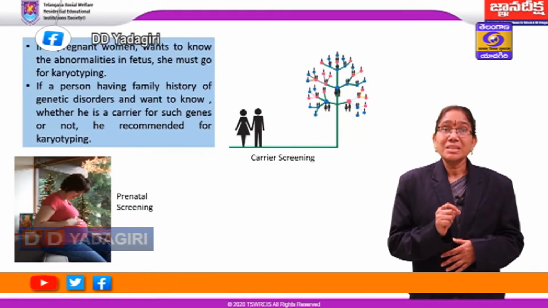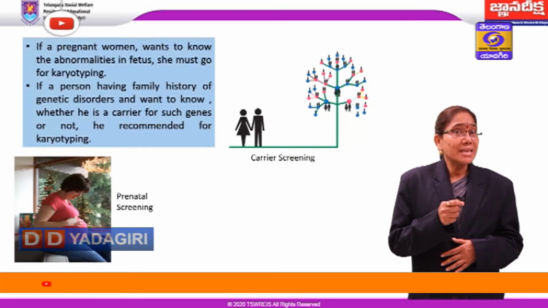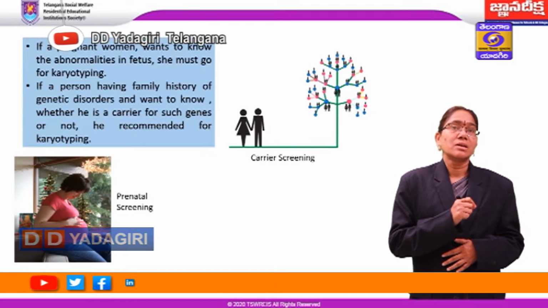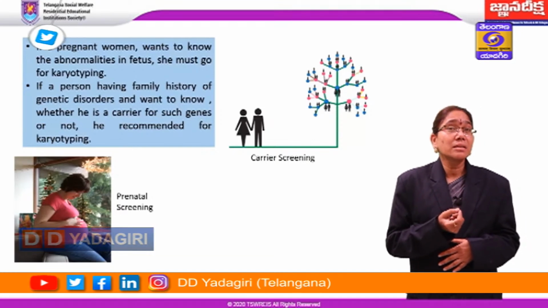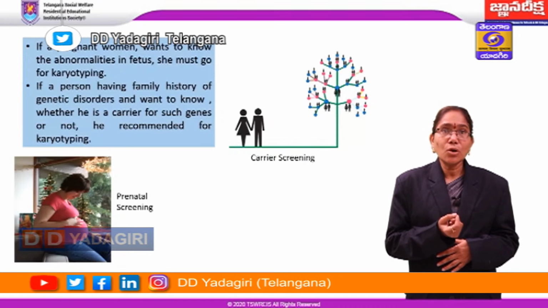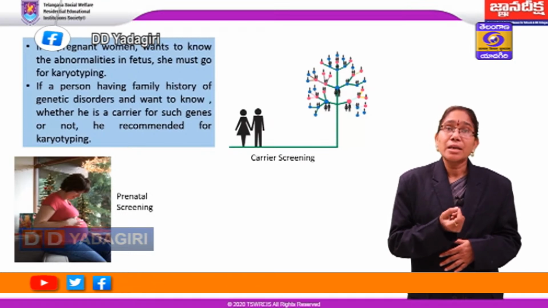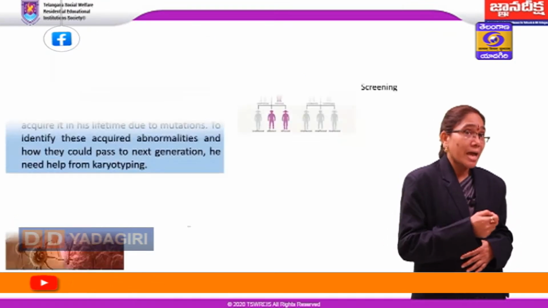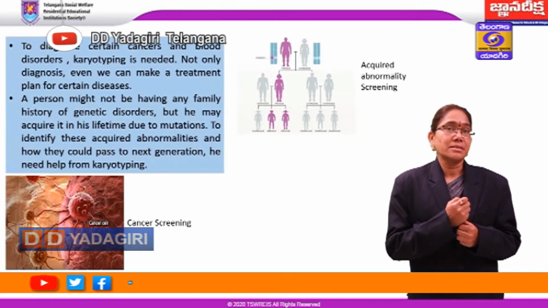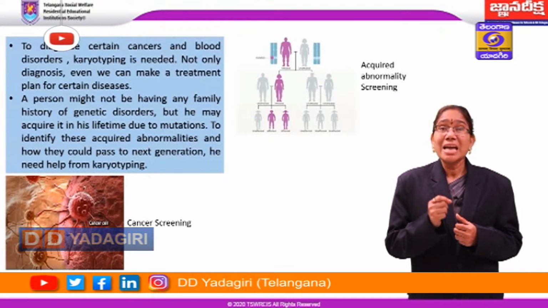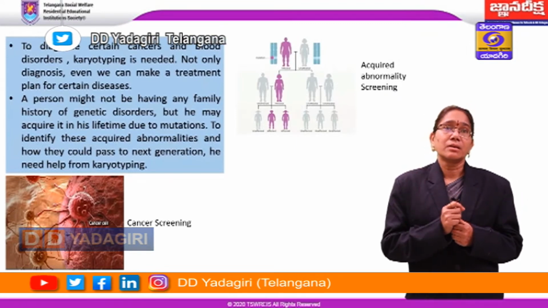If a person has a family history of genetic disorders and wants to know whether he is a carrier for such genes or not, he is recommended for karyotyping. To find out the reason behind a stillborn baby's death and also the reason for the miscarriages of certain women, karyotyping is required. To diagnose certain cancers and blood disorders, karyotyping is needed. Not only diagnosis, we can even make a treatment plan for certain diseases using karyotyping.